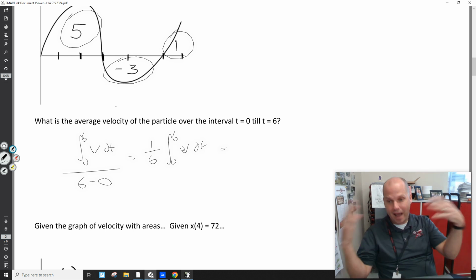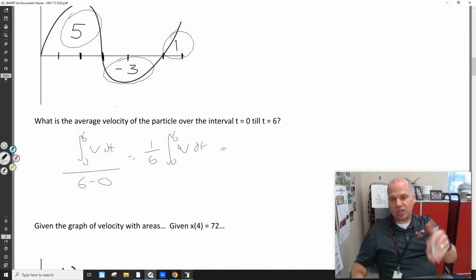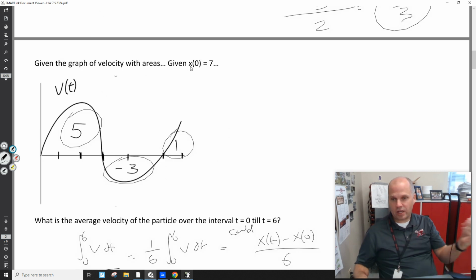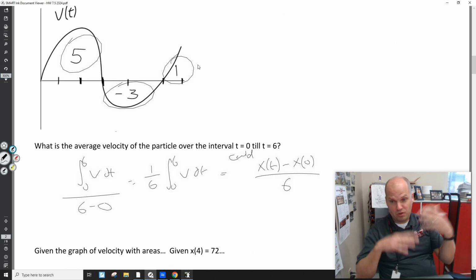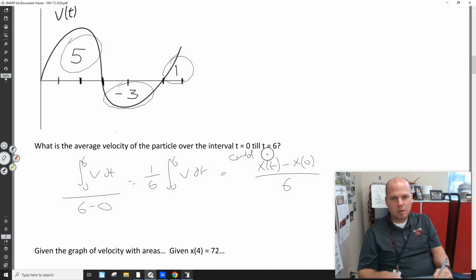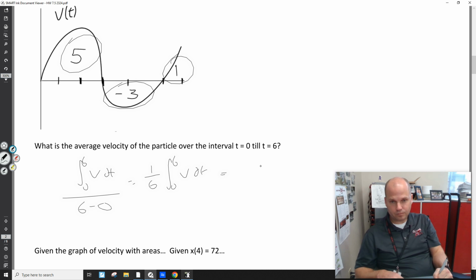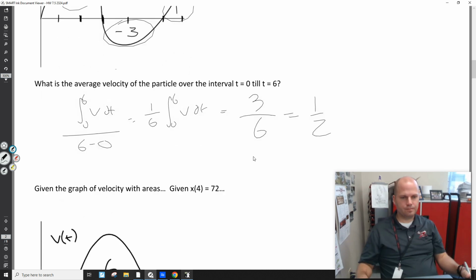You could, if you had it, find the position at 6 minus the position at 0. You could do this minus this over 6 using x of 0 is 7. You could use x of 0 c, it won't matter. But instead, 5 minus 3 plus 1 is the accumulations of my velocity. So that's 3. Divided by 6, I get a half. That's my answer.